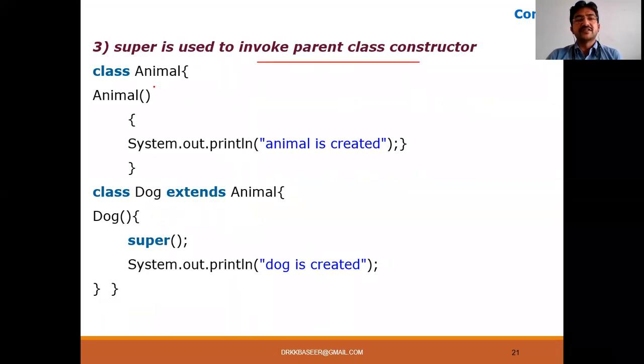Now let me see how it works. Here the animal class is there. I am creating a constructor for this animal class, which displays animal is created. Now I'm extending the animal class and creating a subclass called dog. Inside the dog, I'm creating a constructor called dog, and I'm calling super here, and it displays dog is created. So this is the end of these two classes.